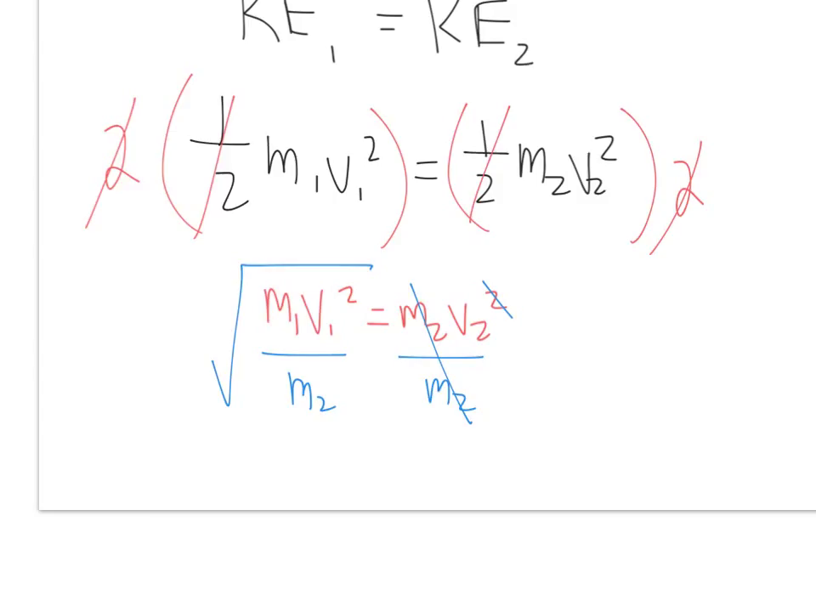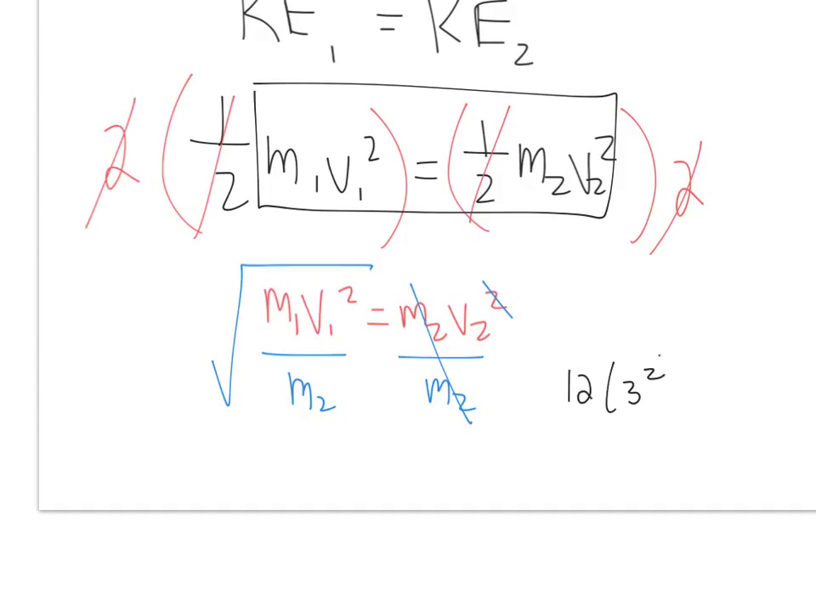What could you have done instead of finding a generic solution? Katie? Yeah, you could have plugged in up here maybe if you wanted to. Just plug in for all of them and then solve for the missing variable. That would have given you 12 times 3 squared equals 0.0045 times v2 squared. If you want to solve that way, that works also.